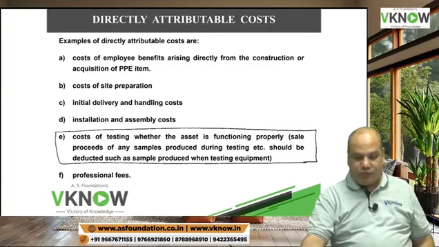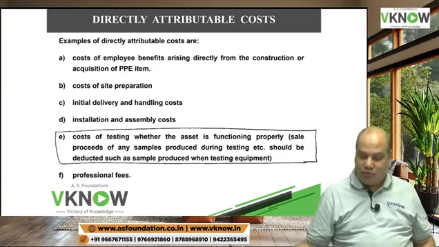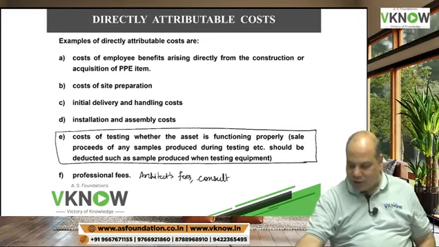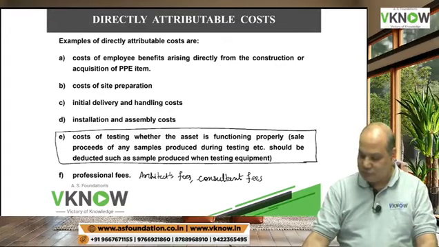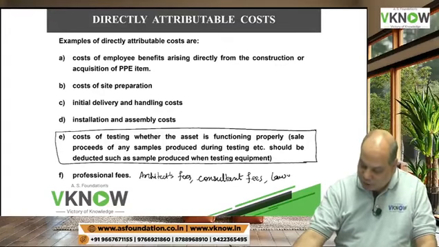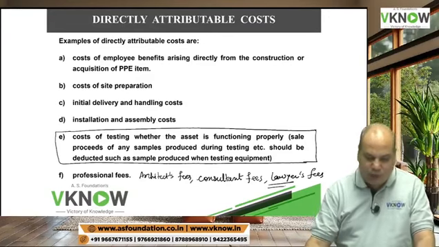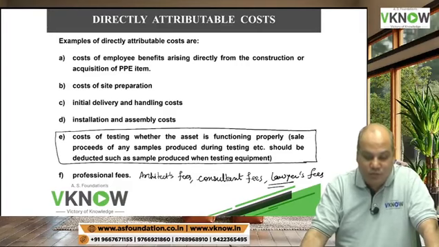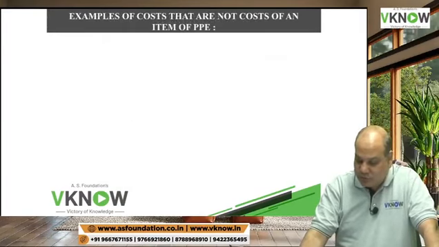Point number F. Professional fees will also be added. Suppose you are constructing a building, then architect's fees will be added. Consultant, you have hired a consultant to buy a machine. So consultant's fees will be added. Okay. Lawyer's fees will be added, if it is directly attributable to purchase the asset. If you are buying a building, lawyer's fees, consultant fees, Vastu Shastra fees will be added.